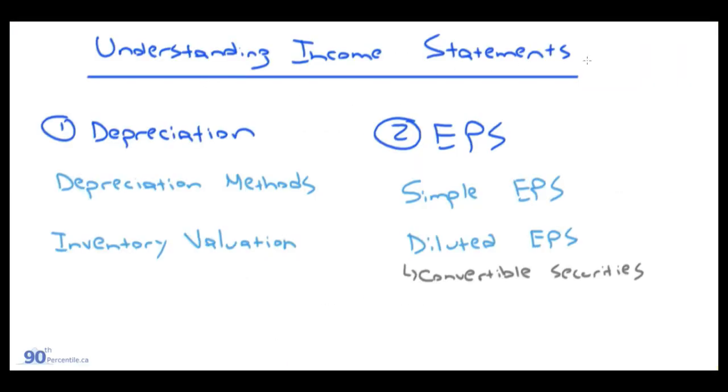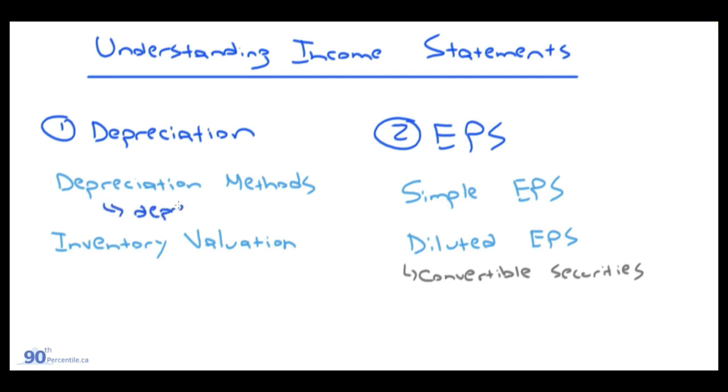Now that we're at understanding income statements, we're finally getting into the heart of the financial reporting topic, and some of this stuff is definitely possible to be on the exam, so we'll spend our time on it. Really quickly, main two topics are depreciation, and in particular, we're going to discuss different depreciation methods. So like straight line or double declining balance, we'll work through those, figure out how those methods calculate depreciation.